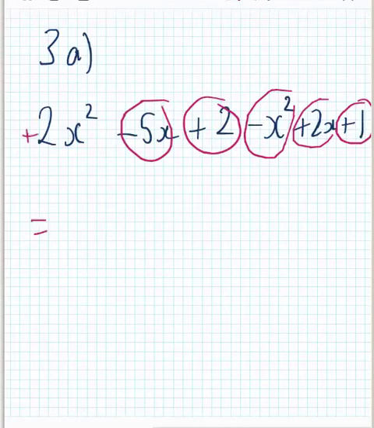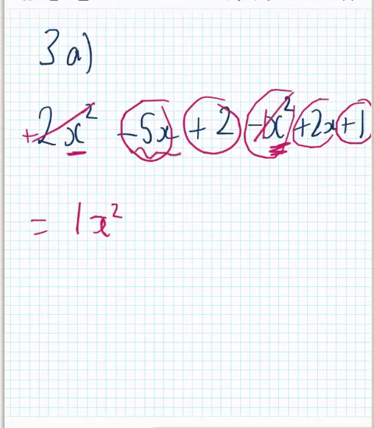And now, start with our x squareds. How many x squareds do you see? There's there and there. So what's 2 minus a 1? 2 minus 1 is just 1, and x squared. And we know that 1 can be invisible, but I'll leave it there for now. And next, I've got an x here. Any more x's? Yes, here. So what is minus 5 plus 2? So use your calculator if you need to.